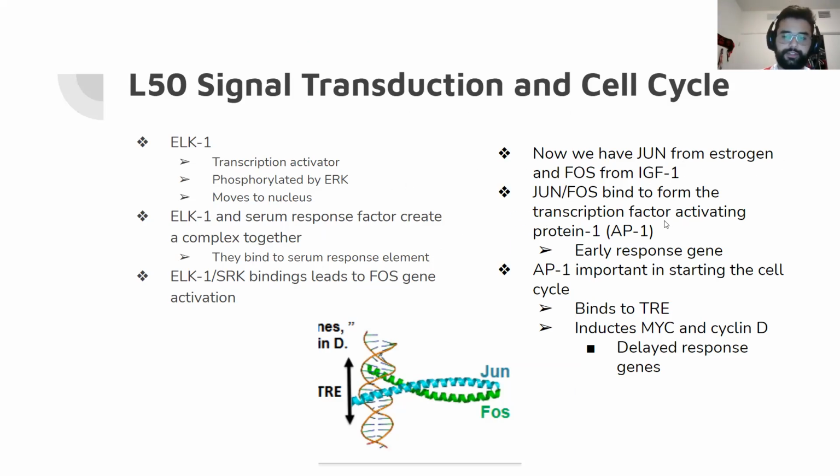Our Jun and FOS genes are going to form what looks like a leucine zipper, basically, and they're going to bind to form a transcription factor called activating protein 1. This is going to be considered an early response gene. So AP1 is really important in starting the whole cell cycle. It's going to be binding to our TRE, which is then going to induce our MYC and our cyclin D. And these are going to be our delayed response genes.